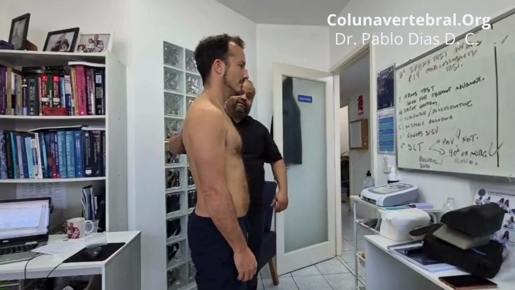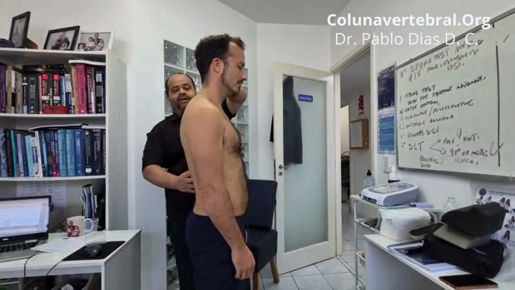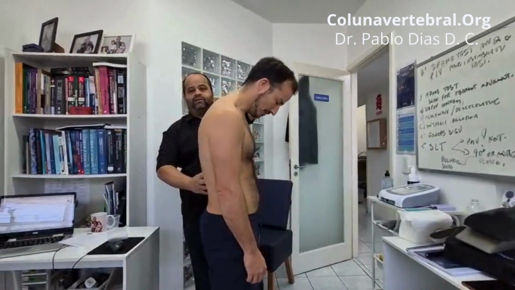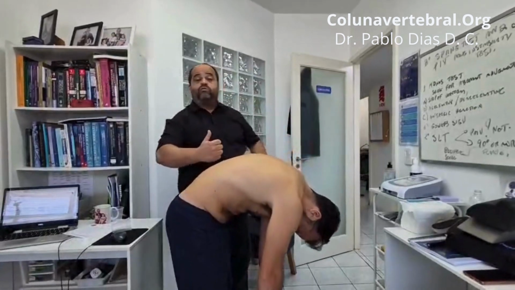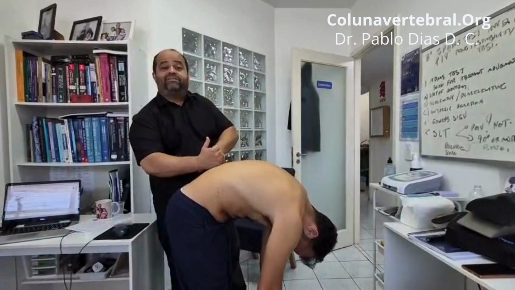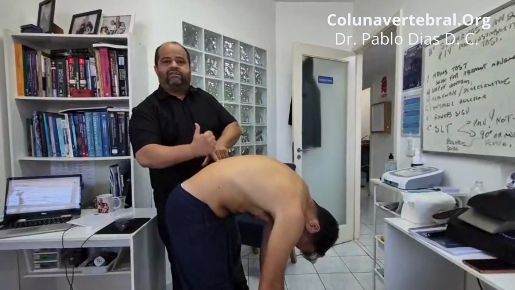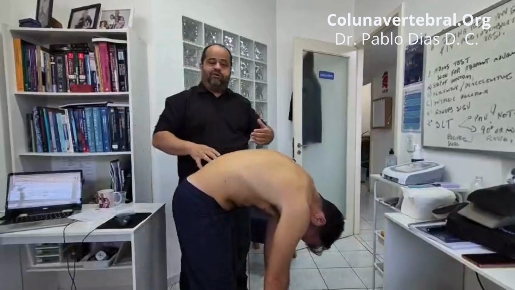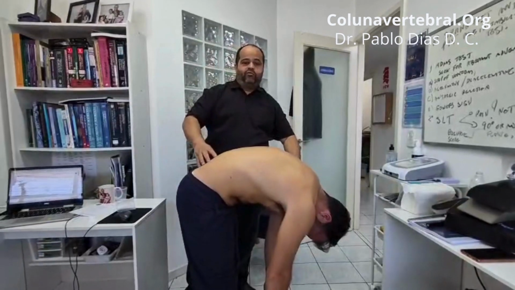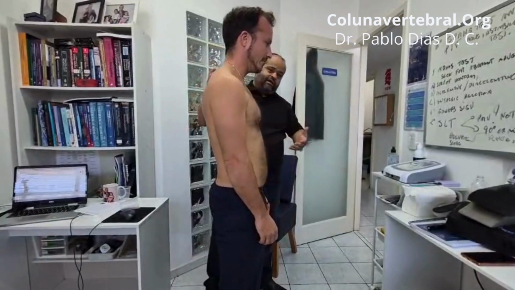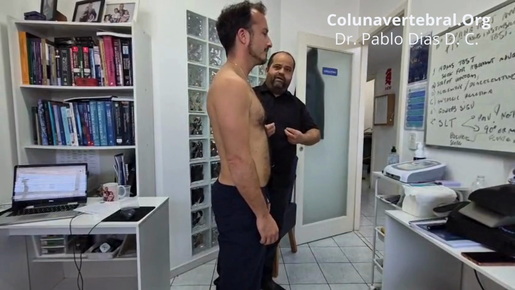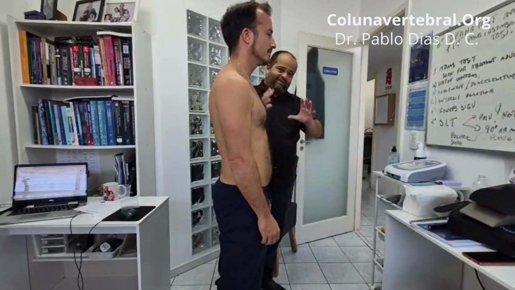One of the first manifestations of that is visualization of instability. I ask the patient to do the Adams test, and some patients during the Adams test will show a step-off vertebra, and this step-off vertebra is a sign of instability.